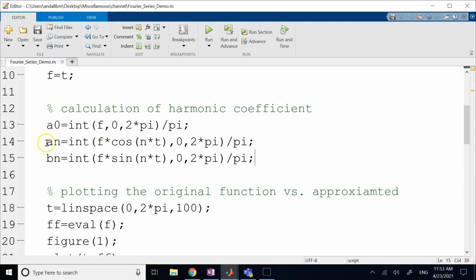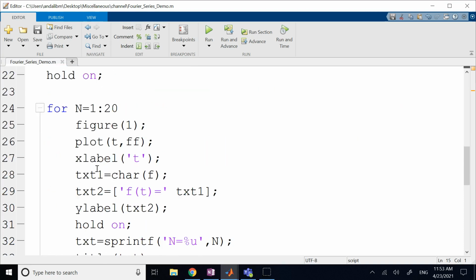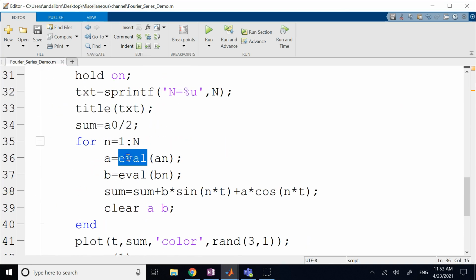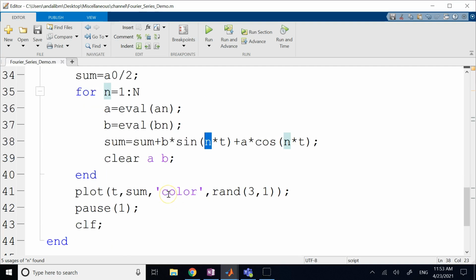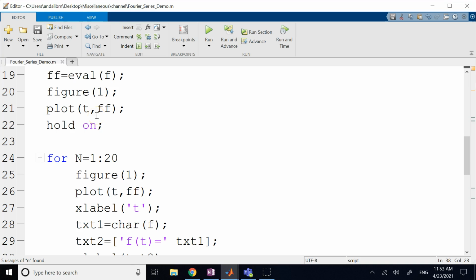The calculations for them are done analytically using the int command, and then later using the eval command for different n values. I'm going to replace the frequency n and keep doing that here. So again, I'm going to do the sawtooth function, and I'm going to use up to 20 terms and show you again that when I add more and more terms, your approximation is going to be closer to the underlying function.